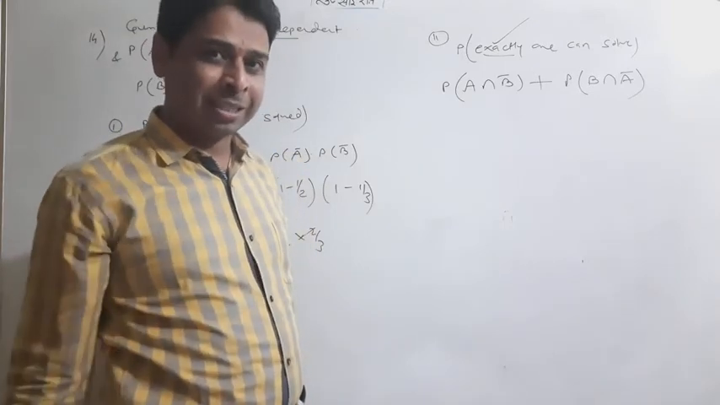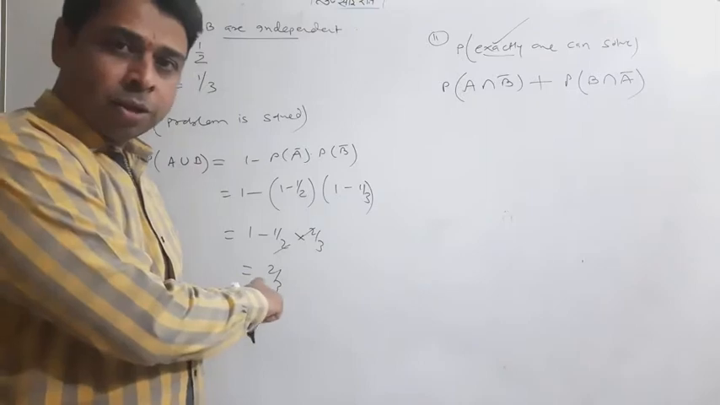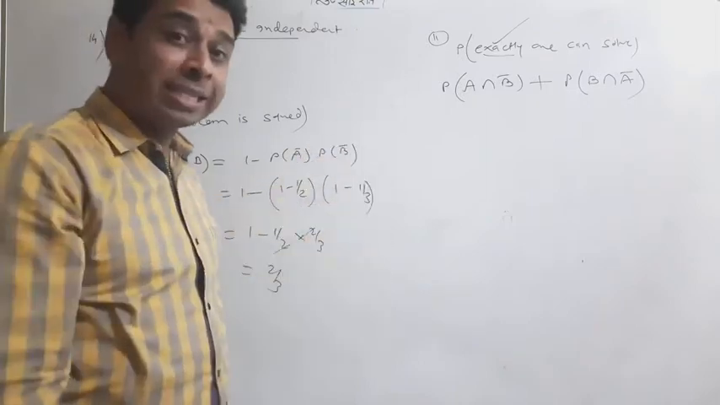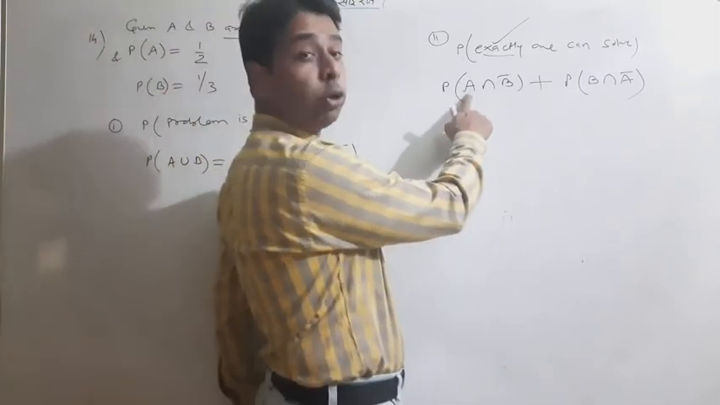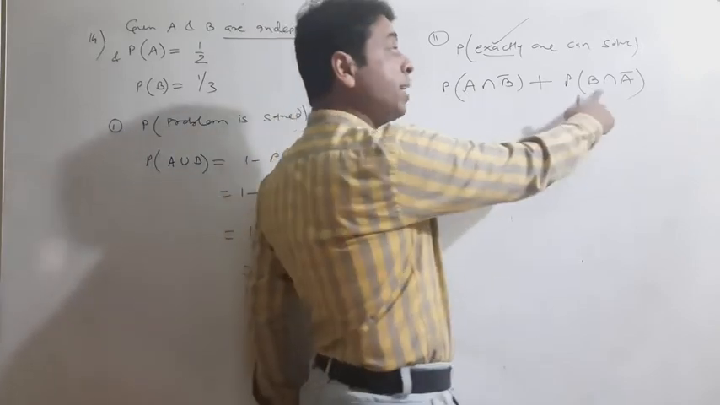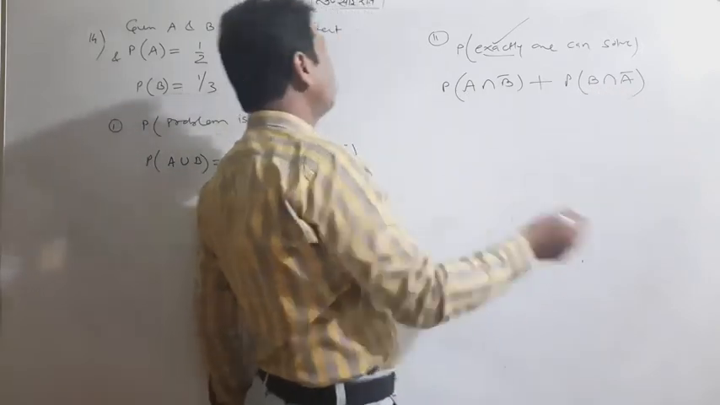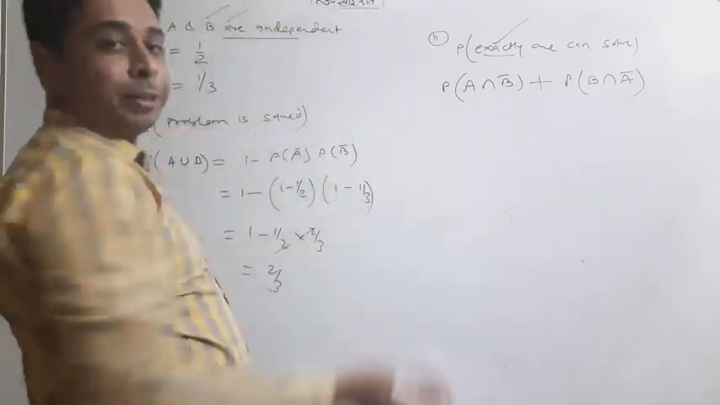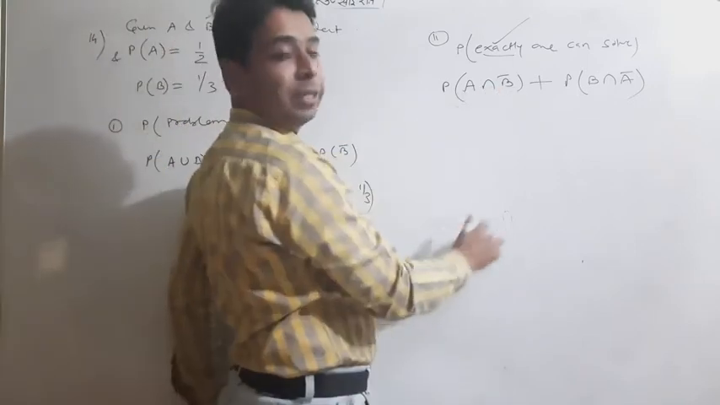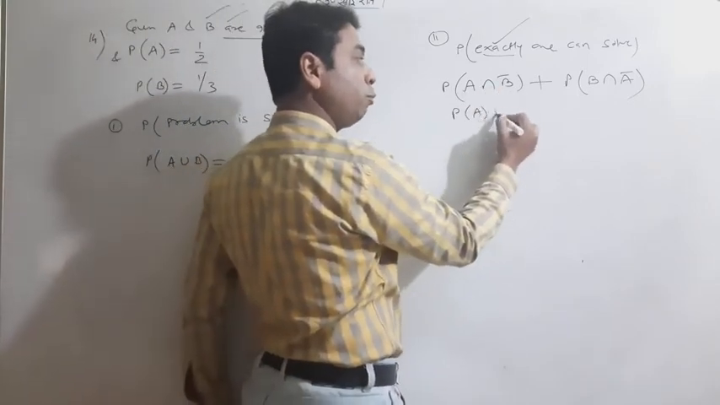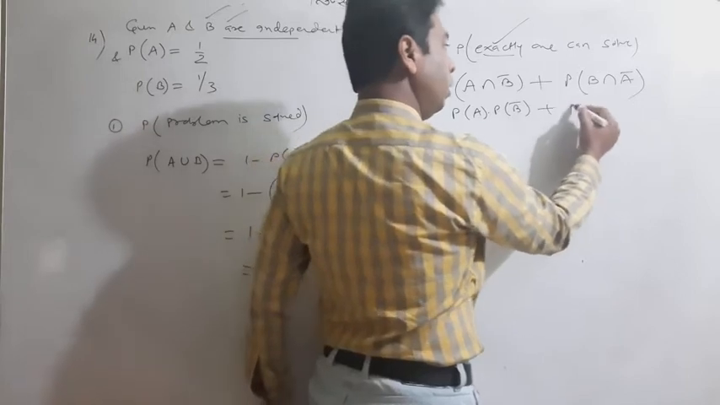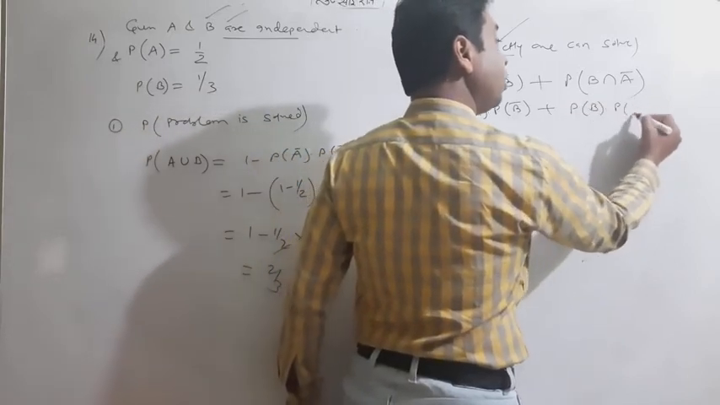Very important sentence. Here it is at least one can solve; here it is exactly one can solve. If A is solving the question, B cannot, or if B is solving the question, A cannot. And you know that A and B are independent events, so both will be independent. So one can write P of A into P of not B, plus P of B into P of not A.